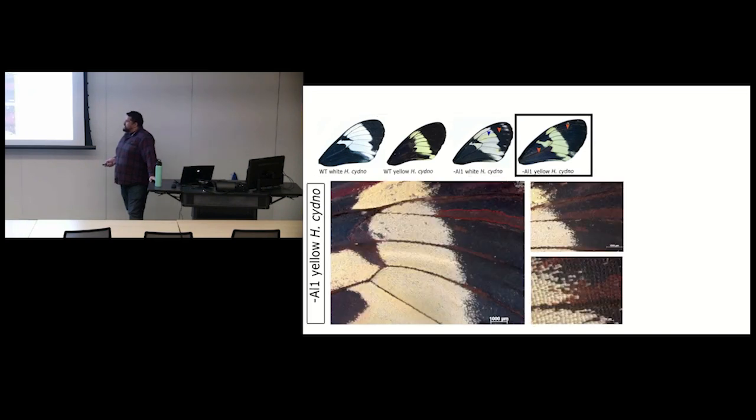The other part that we did is we checked whether yellows also have an effect there, because if aristaless 1 is important for white, then if we knock it out in yellow, it shouldn't have an effect in this part, but we still see the effect on the melanic parts of the wing.